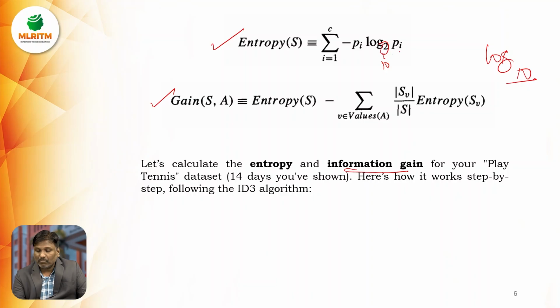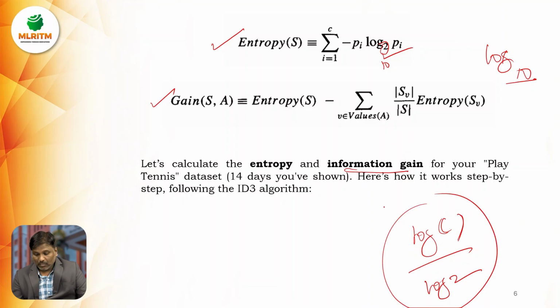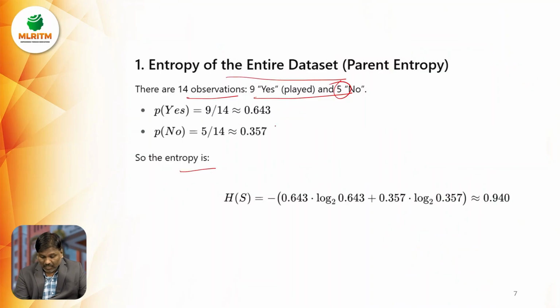I use base 2. So how is it measured? Simply, log value by log of 2, we can easily measure it. Then only we can get the correct value. So here, what is my formula? Summation of minus Pi into log Pi base 2. Okay, so what is my Pi?